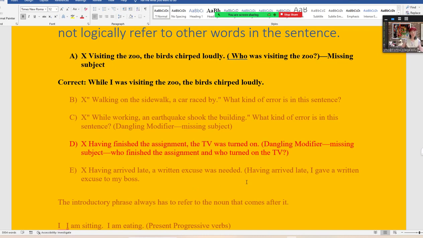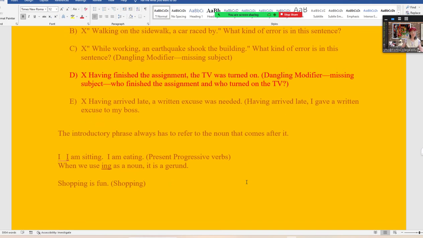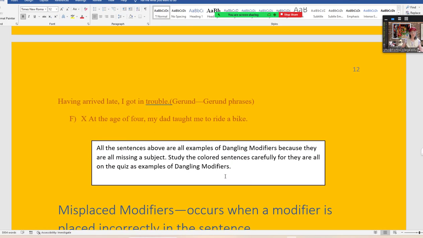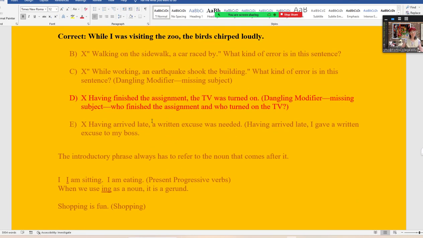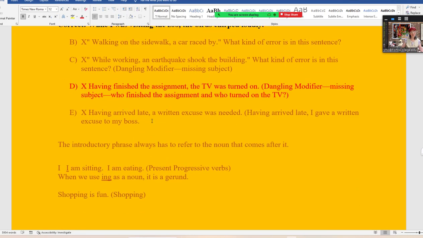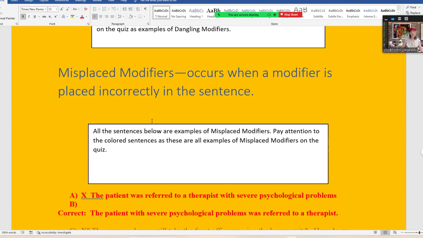So these are all examples of dangling modifiers, you see. So: having arrived late, I got in trouble. Okay, this I was going over something with. So all of these above sentences have to do with a dangling modifier. So now we're going to go to misplaced. So everything good with dangling modifiers?